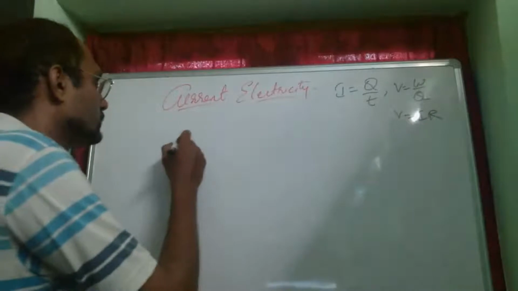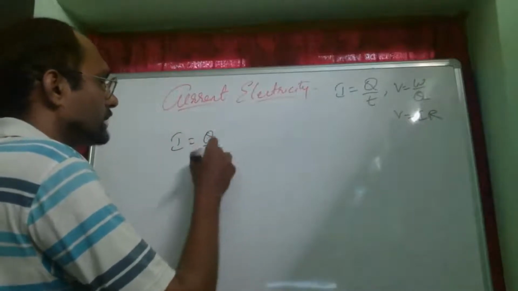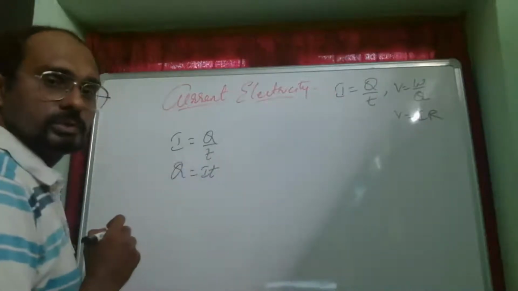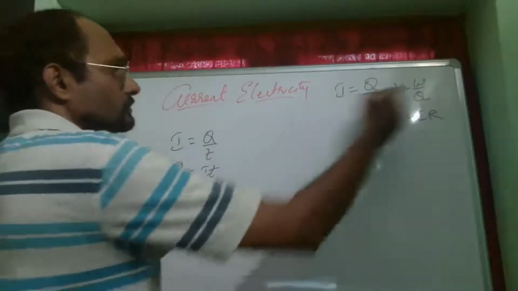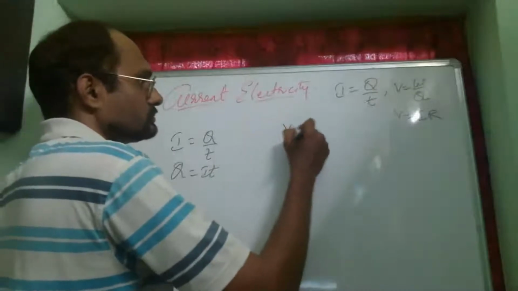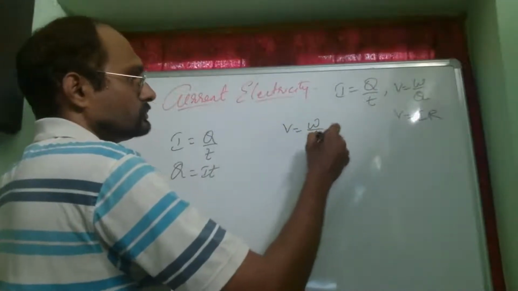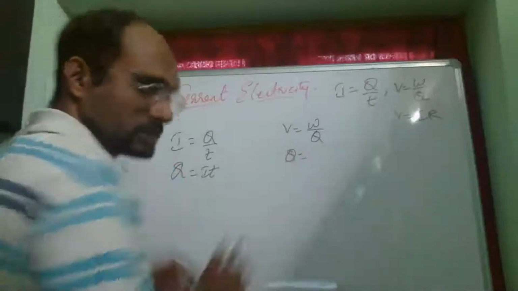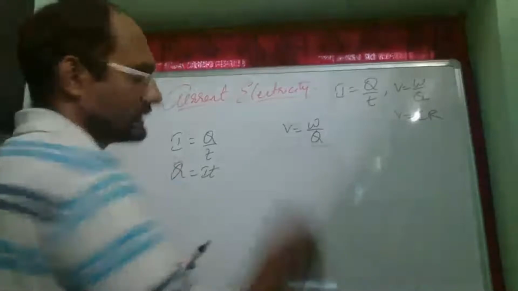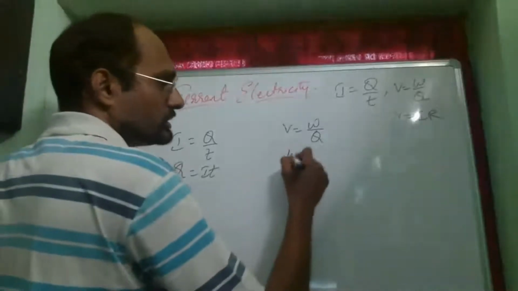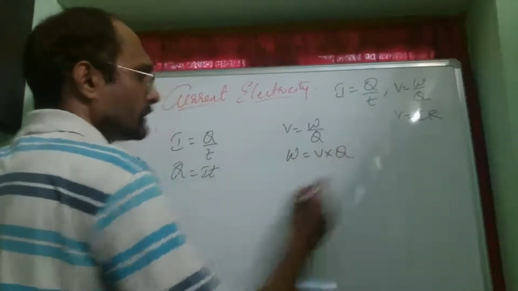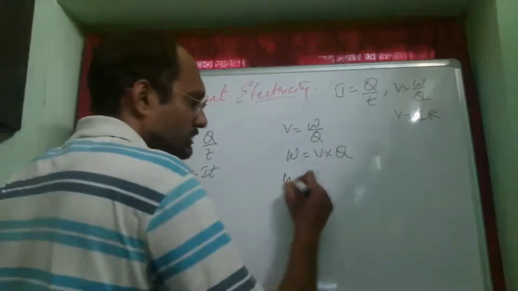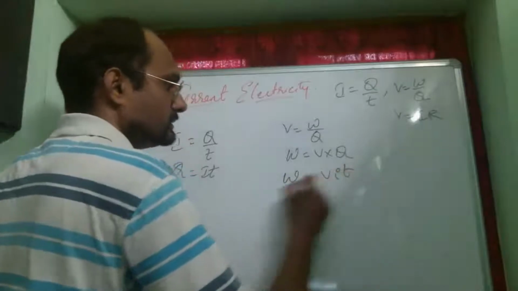First I have I is equal to Q by T. From this I can write Q is equal to I into T. Now I have V is equal to W by Q. From this I can write W is equal to V into Q, because I want to find the amount of work done. So W is equal to V into Q. Now substitute this Q here. I get W is equal to VIT.